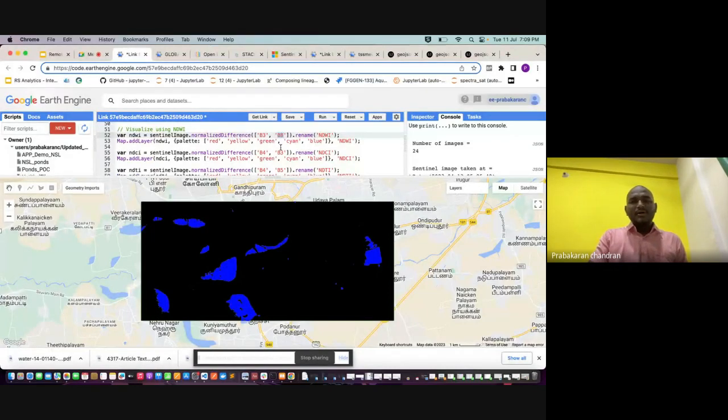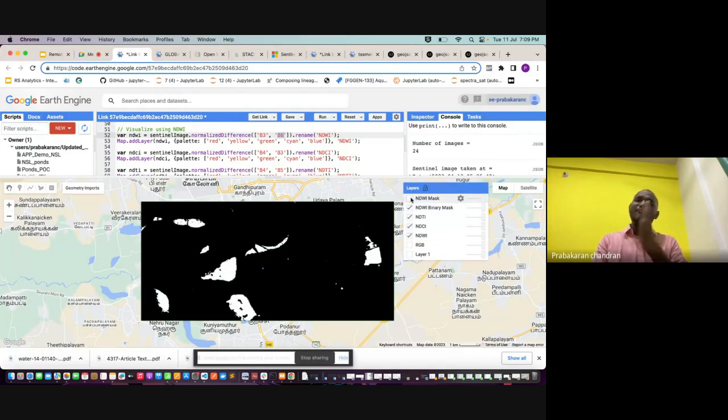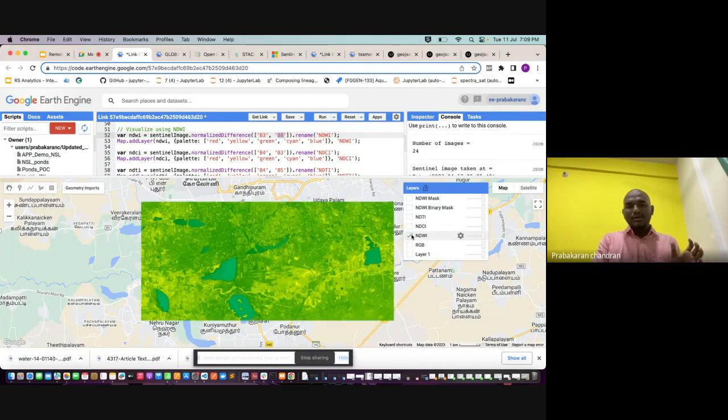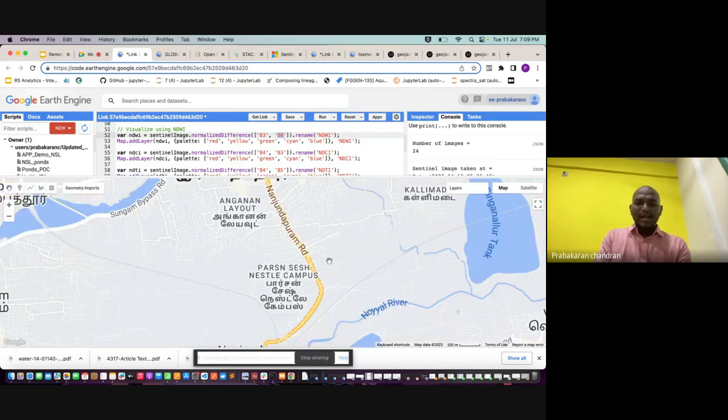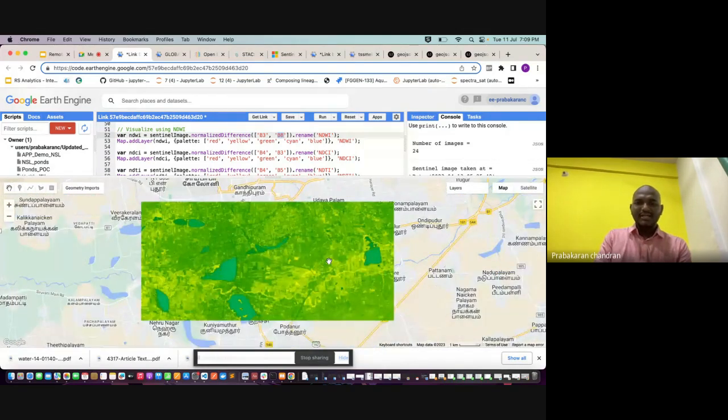The reason is the green band will be completely reflected by the water, whereas the near infrared will be completely absorbed. So this is the NDWI, which is just a water index that has been calculated. You can see the difference between the usual vegetation or surface and the water.